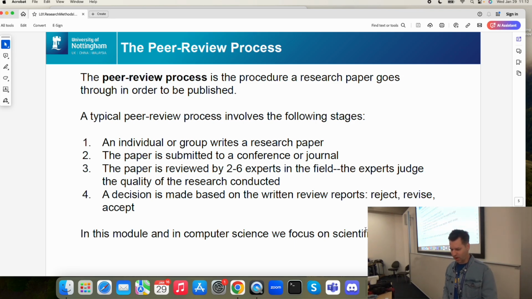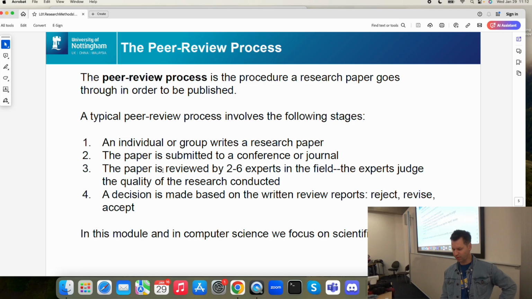The peer review process is the procedure a research paper goes through in order to be published. Before you publish a research paper, it has to go through the peer review process. What is the peer review process? So a typical peer review process involves the following stages. An individual or group writes a research paper. The paper is submitted to a conference or journal.